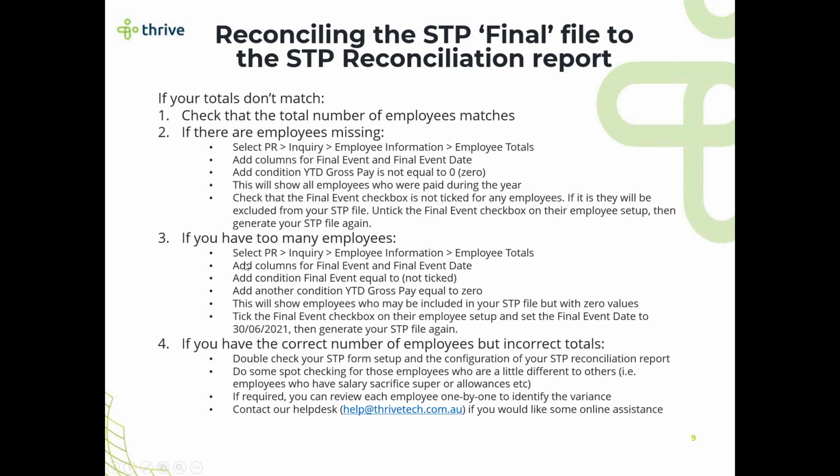match. If you've got too many employees in your final file compared to the report, then again, you can use that employee totals, add those columns, and this time add a condition for final event equal to not ticked, and another condition for year-to-date gross equal to 0. And that's going to show you if you've got any employees who are being included this year, but they actually have 0 values. So they've not actually been paid this year.